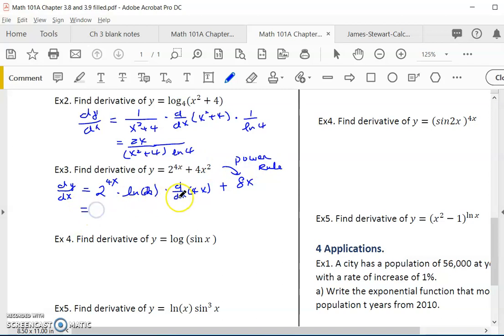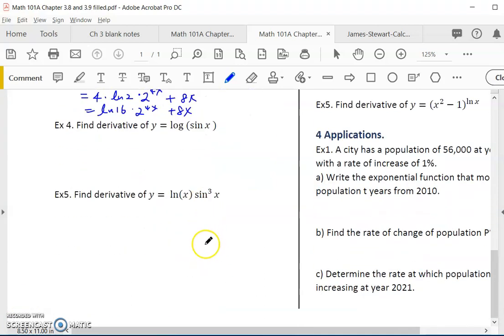So let's put this together. For 4x, the derivative is 4, right? So I have 4 times ln 2 times 2 to the 4x, plus 8x. Some answer keys would actually move this 4 inside, so it'll be ln 2 to the 4, which means ln 16 also. So some books would move everything inside: ln 16 times 2 to the 4x, plus 8x.